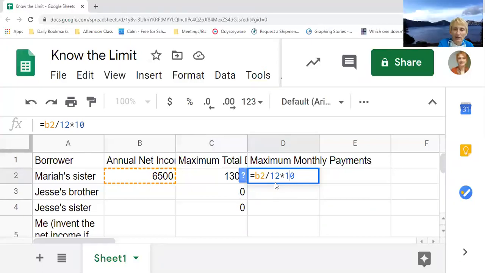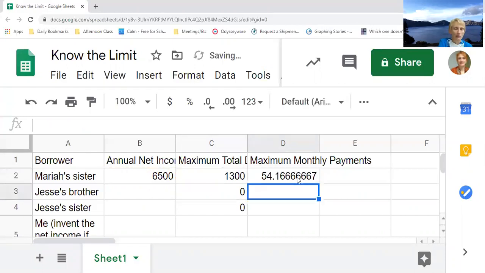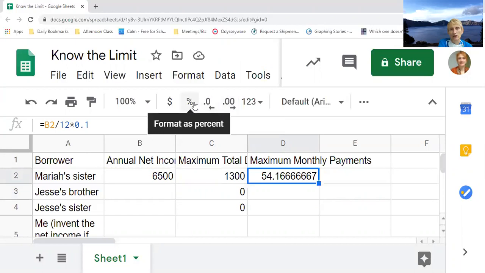And then, oops, I'm just going to let her borrow 10 times as much as she has. So then her maximum payments, and if you look in the book, you're going to see that it says $54.17, because this is just repeating. I'm going to put money on this so that it knows.